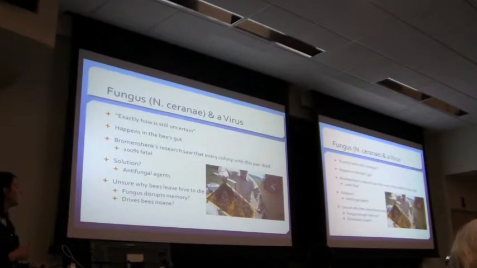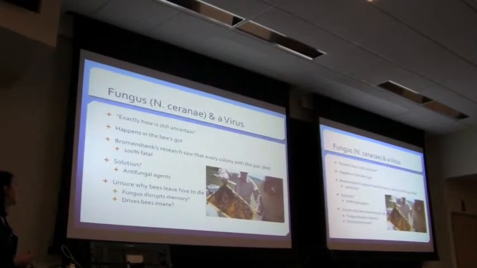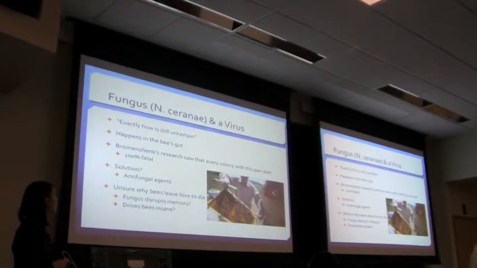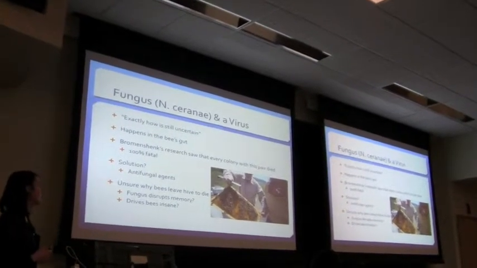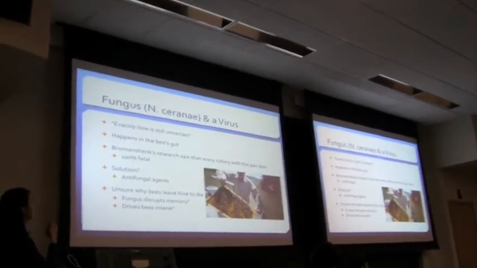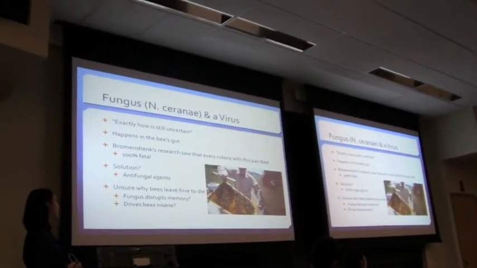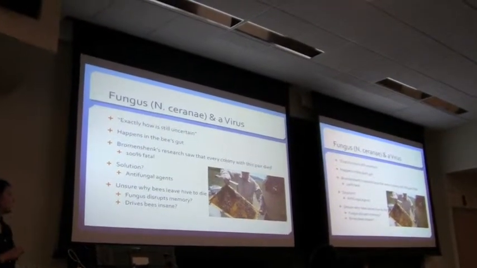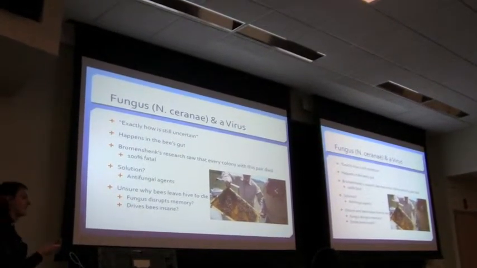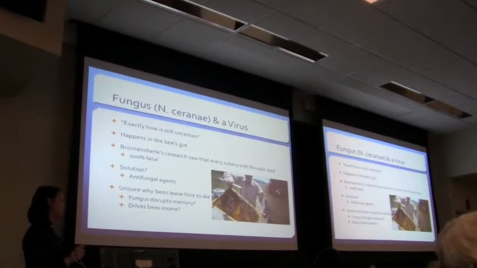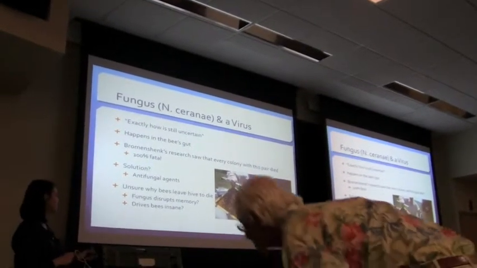Another thing that could be killing honeybees is a fungus in the bee gut. And this guy in Shank saw that every colony with this fungus died. So they suggest antifungal agents, but they're not so sure why bees would leave the hive to thrive with colony collapse disorder, so this is a less popular theory of colony collapse disorder.